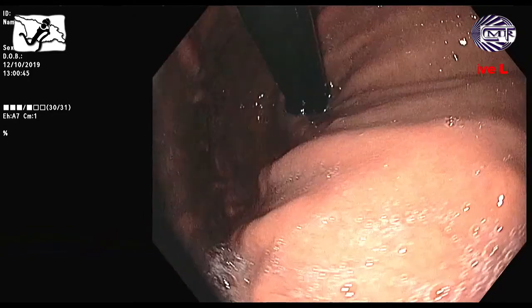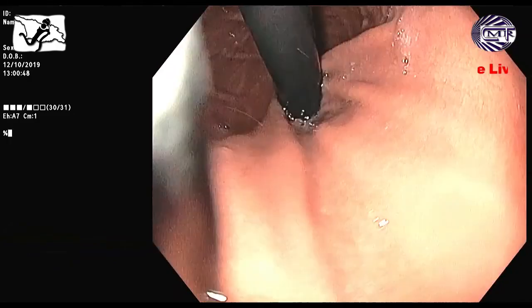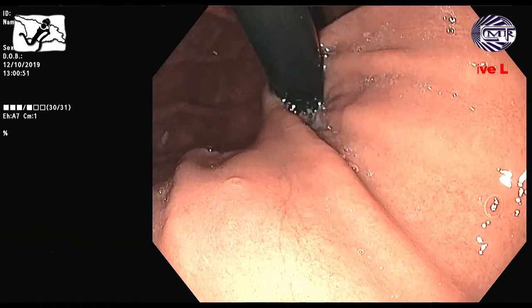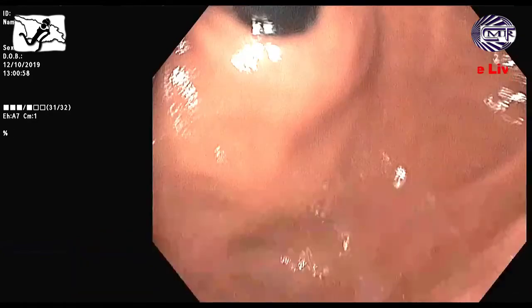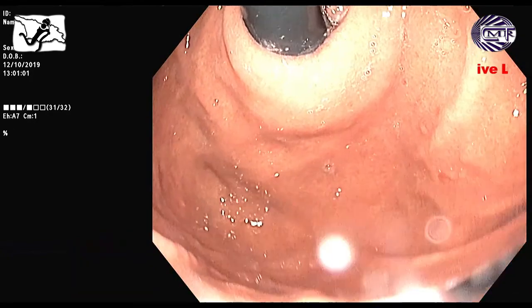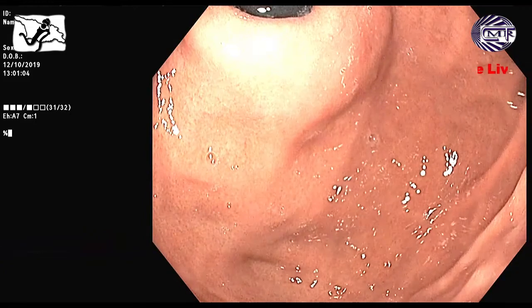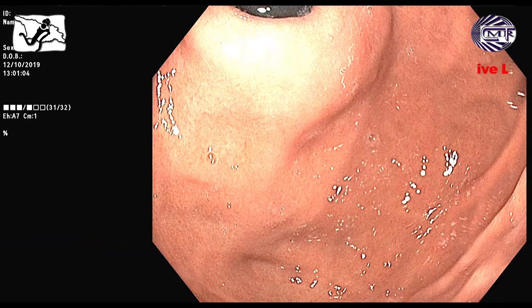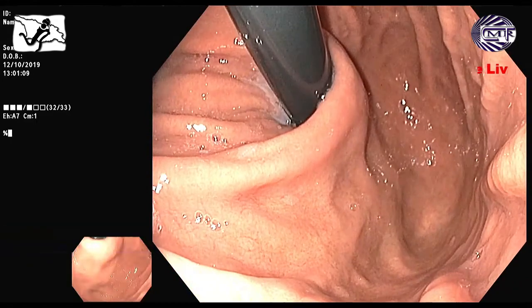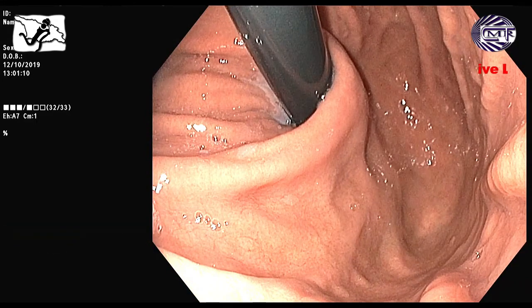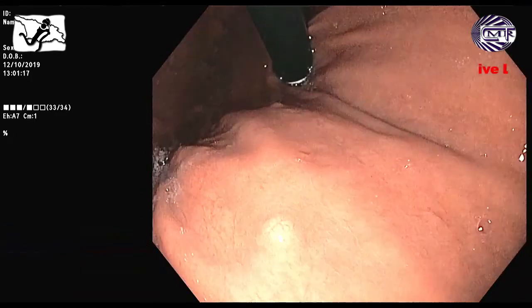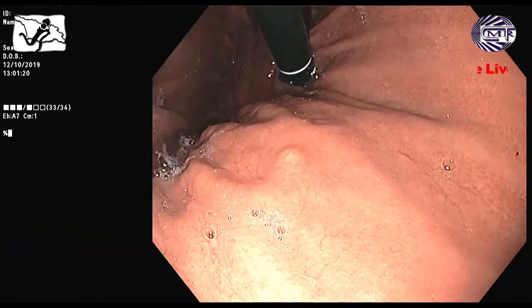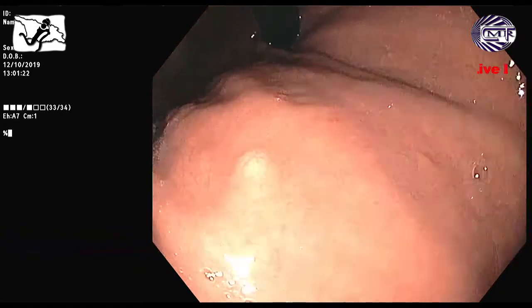And cleaning is very important. Yes, this is the high body, lesser curvature side of a high body. And cardia also. And fundus. Here. Okay, this is posterior wall, this is anterior wall, right? Okay, let me see the polyps for this patient. This is polyp.